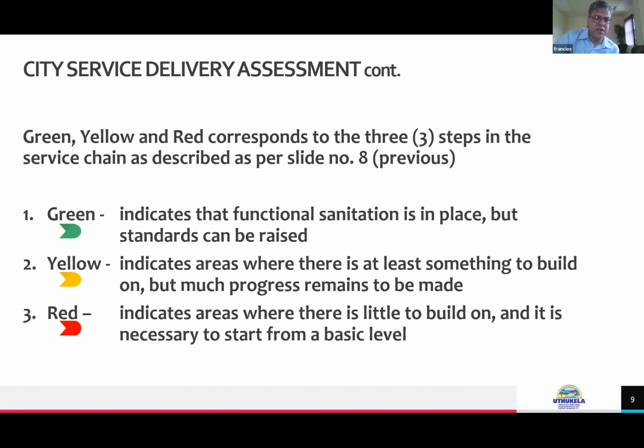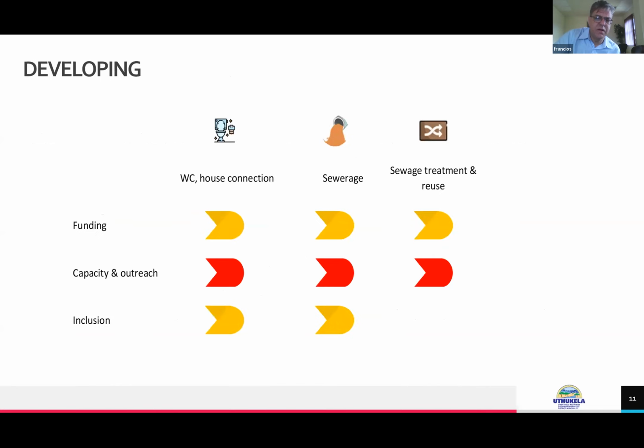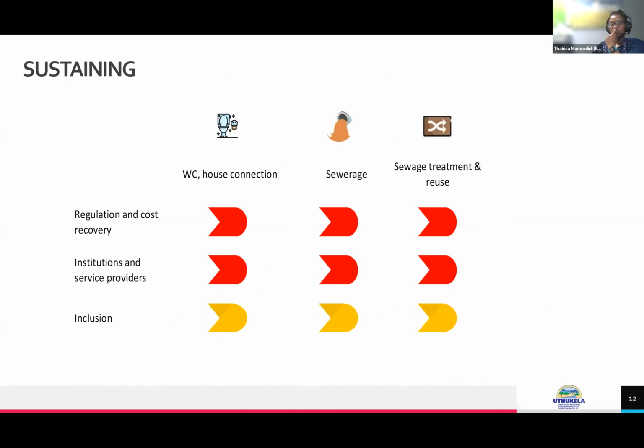As you can see on the screen here, this is what our CSD looks like. Again, it doesn't really look good. Of course, this is for the Alfred Duma area. It doesn't look good. Capacity and outreach is totally lacking. But we are busy with this business plan to address this.